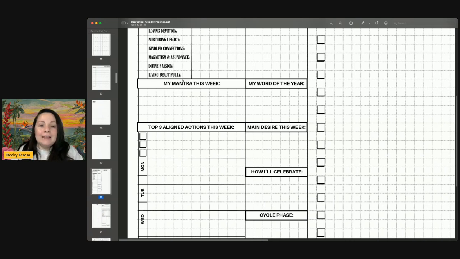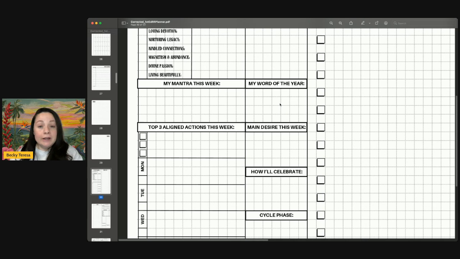Okay. And then here is for your word of the year. A lot of us came up with our word of the year. I highly encourage you to do that. I think it's a very good guide for how to focus the rest of your life chambers and your life categories. And I feel like it helps to keep everything in alignment when you have a word of the year.